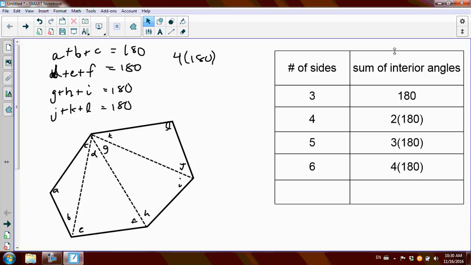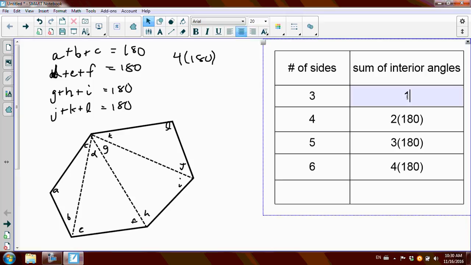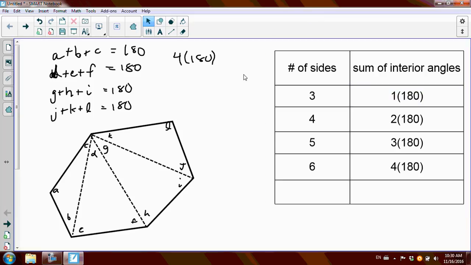And I could change this one. I could change this 180 to 1 times 180 because it's a triangle. So the sum of the interior angles of a polygon is the number of hidden triangles times 180.